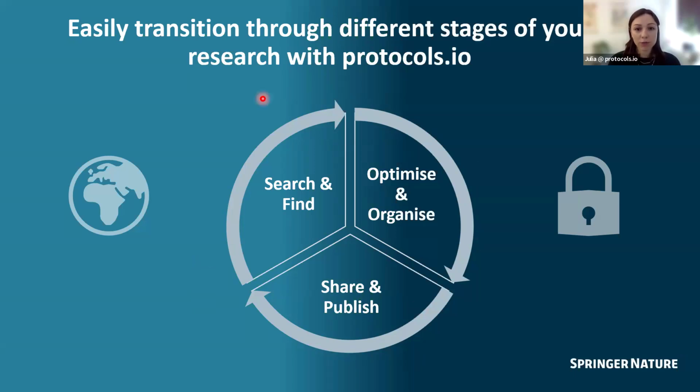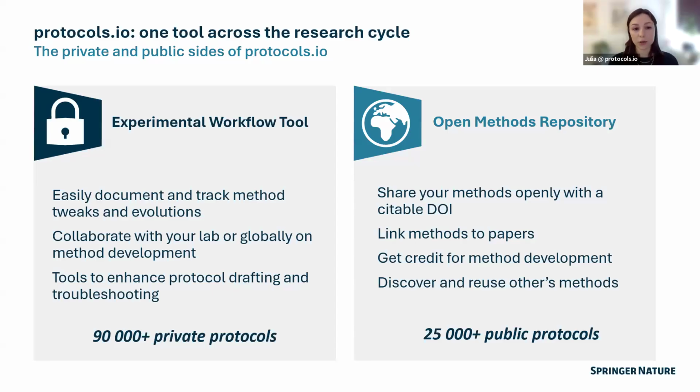To enable this workflow, there are two sides to Protocol Studio. First and foremost, Protocol Studio is an experimental workflow tool. It's designed to be used when you're planning your work, when you're running your experiments, when you're troubleshooting as those methods evolve. You don't need to decide immediately when you're first working on the platform if you're going to be sharing that method later. You can start private, you can keep it private, and then share that method when you're ready to do so.